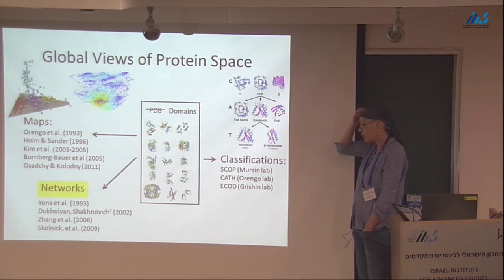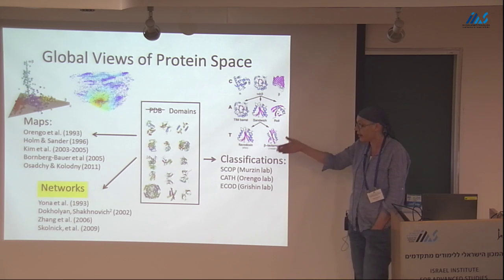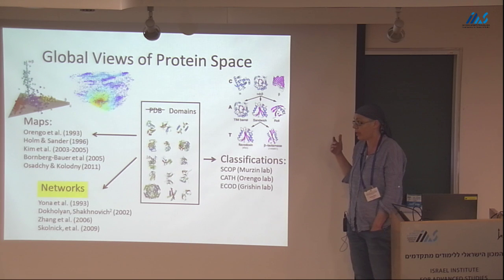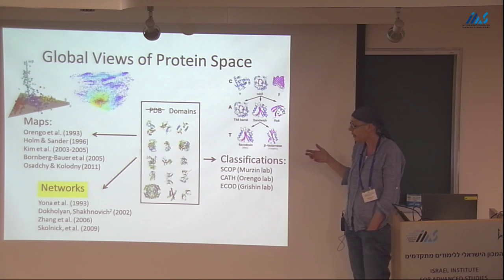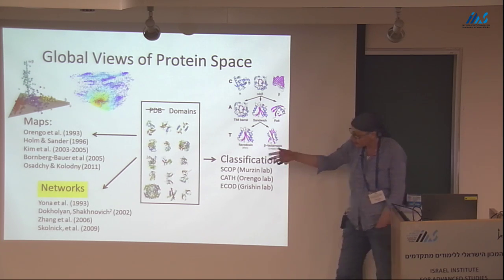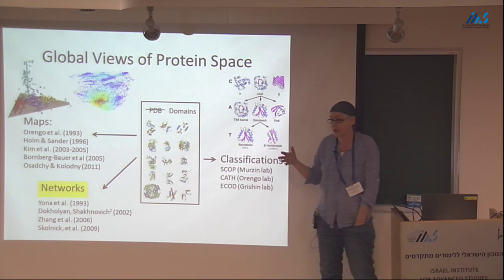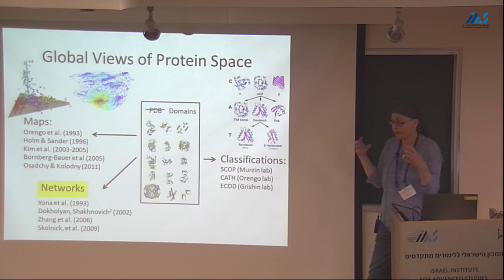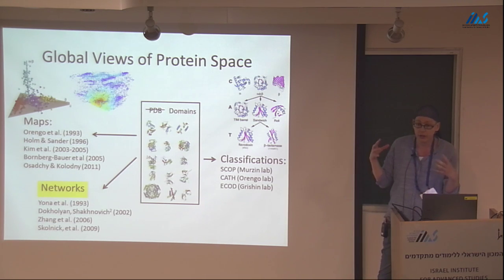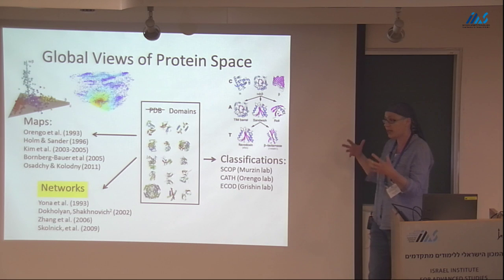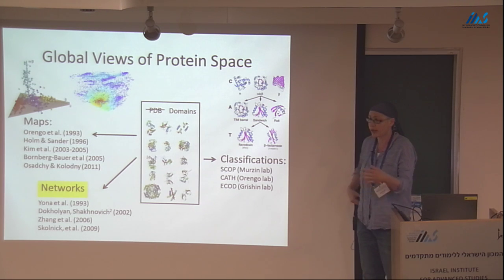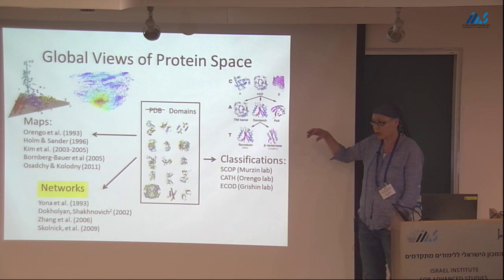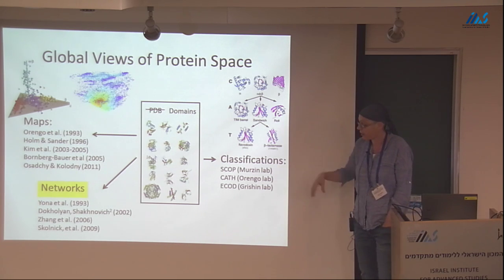The first work was by Golan Yona, and then Dokleyan and the Shaknoviches presented the protein domain universe graph, PDUG. Then there was a paper by Zhang, Skolnick and co-workers, who presented a network where they connected two proteins if they shared a structural similarity of some sort, and they argued that protein space is essentially connected, that from any protein you can go via very similar protein structures to any other protein in the universe.